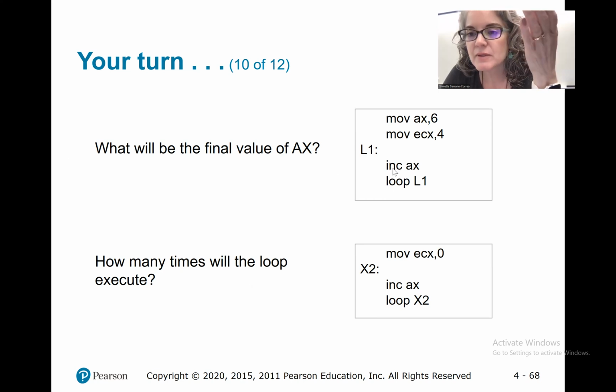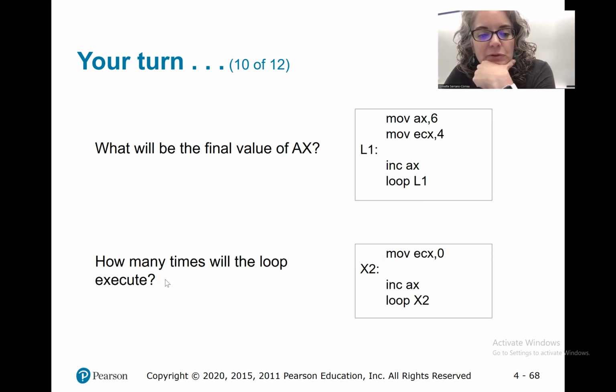And you can type this into Visual Studio. You can look at AX and you can look at ECX, and you can see how ECX gets decreased every time the loop iterates, and you can see how AX gets increased those 4 times. So you can see the totals. And then it says, how many times will the loop execute? So it just wants to know how many times the loop is going to iterate, go round and round.